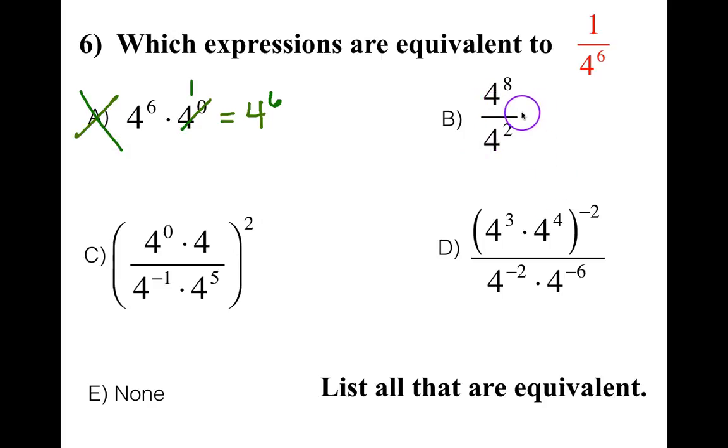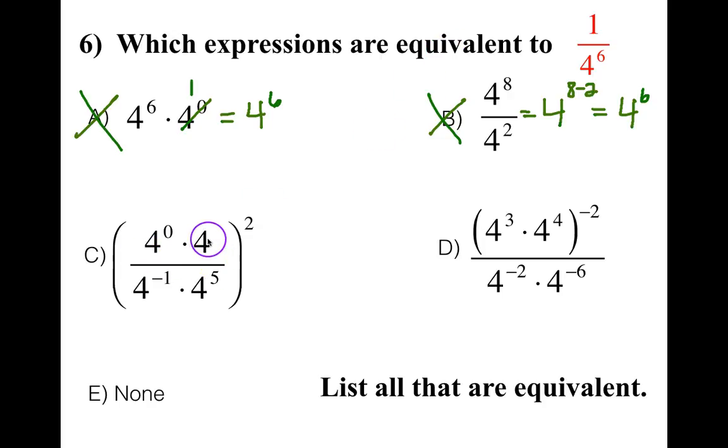What about B? Well, here, 4 to the 8th over 4 squared, since the bases are the same and we're dividing, I can go ahead and subtract the exponents. So 8 minus 2, which is going to give me 4 to the 6. Once again, I know it looks very similar, but it's not the same as 1 over 4 to the 6. So B is not equivalent.